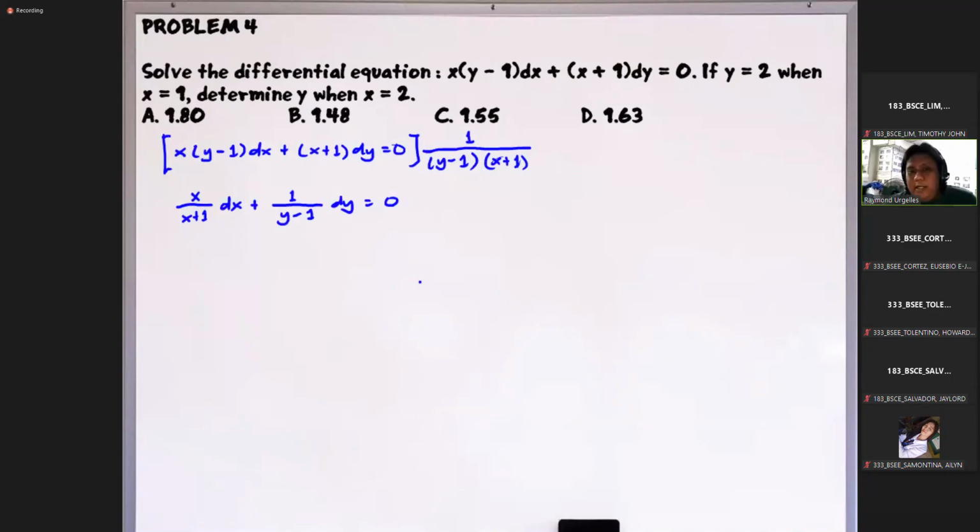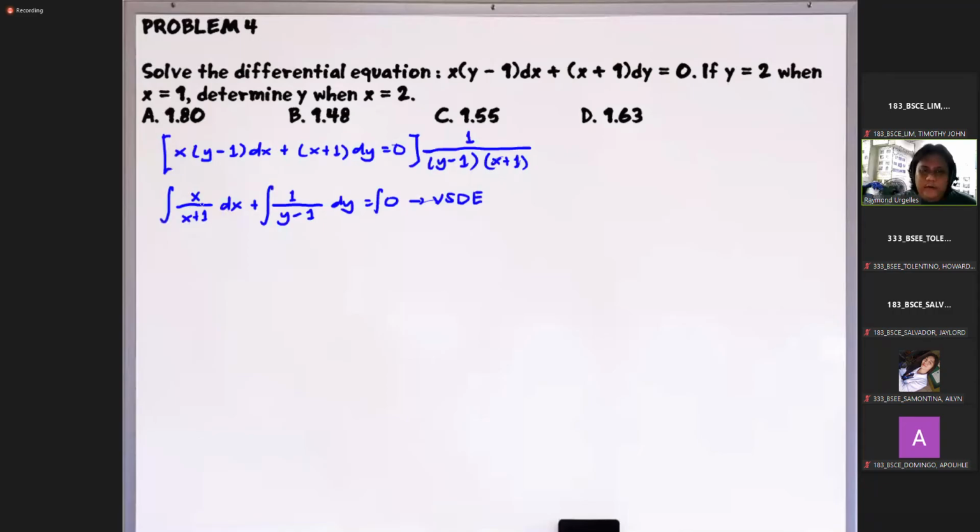So dun sa nakuha natin differential equation, as you can see, variable separable na to. So variable separable differential equation, therefore yung magiging solution lang natin is to integrate all sides, kagaya ng ginawa natin sa problem number 2. Okay? So any questions dito?